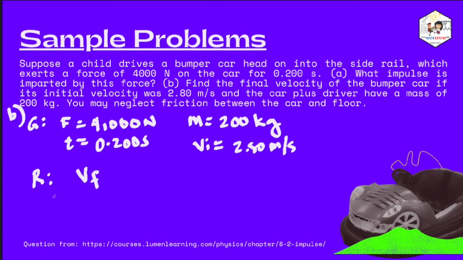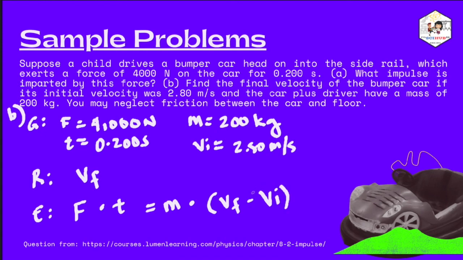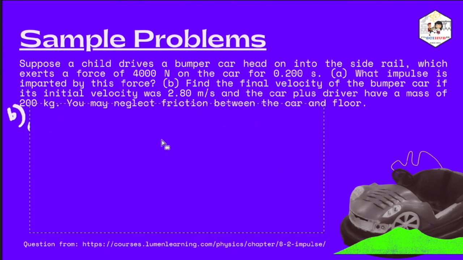So the equation that we can use here is actually our general equation. F, force, times change in time, or time, is equal to the mass times the change in velocity, or Vf minus Vi. And we already have F times t from our previous problem, in letter A. We have this value as 800 newton seconds. So let's just write our solution, simply substituting our values.